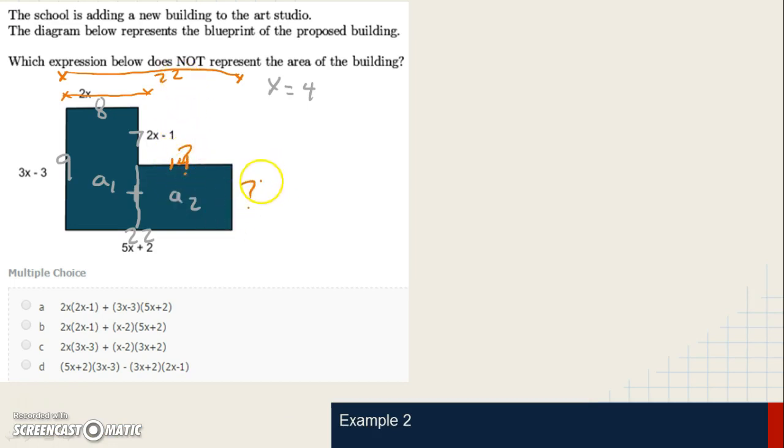And then this one right here, we're going to do the same thing, so we know from right here to right here is 9. And from right here to right here is 7. So what's the missing side, or this side right here? 9 minus 7, that's 2. We know this is 2. We're good to go to find the area. So we've got area 1 is 8 times 9, and area 2 is 2 times 14.